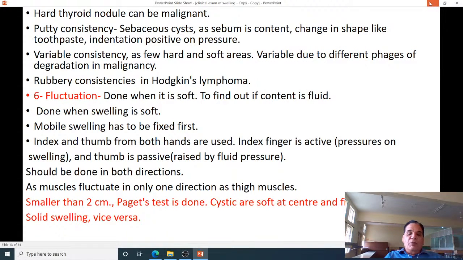This is more important for doing the fluctuation test. And now, if the swelling is very small, what is the test called? It is called Paget's test. How is it done? Because cystic swellings are soft in the center and firm at the periphery. Hold the swelling and put the finger in the middle of it. If the middle is soft and periphery firm, it is cystic. If vice versa, the middle is firm and soft at the periphery, it is a solid swelling.